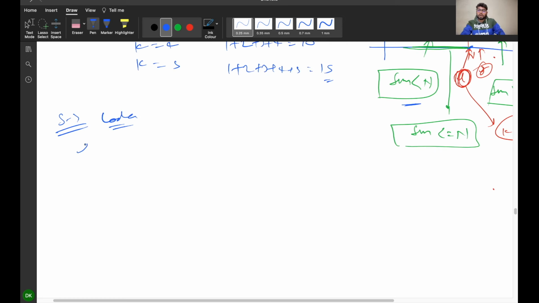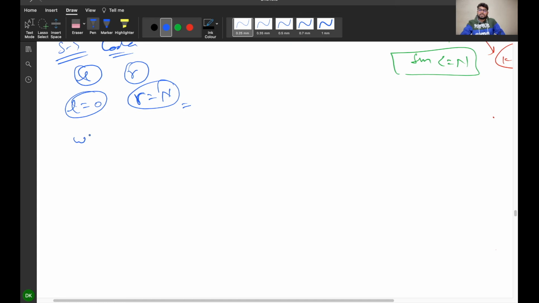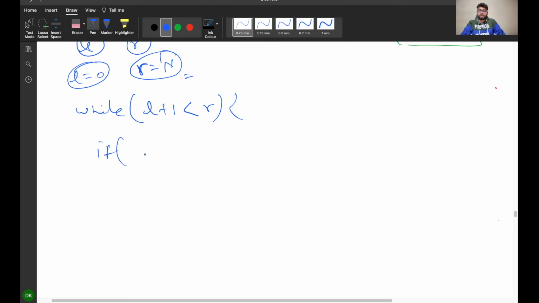Okay, so I just initialize my L and R. For step 4, I initialize my L equal to 0 and my R, let's say for now, equal to n. Okay, so what next? While L is less than R, I have to call the predicate function.